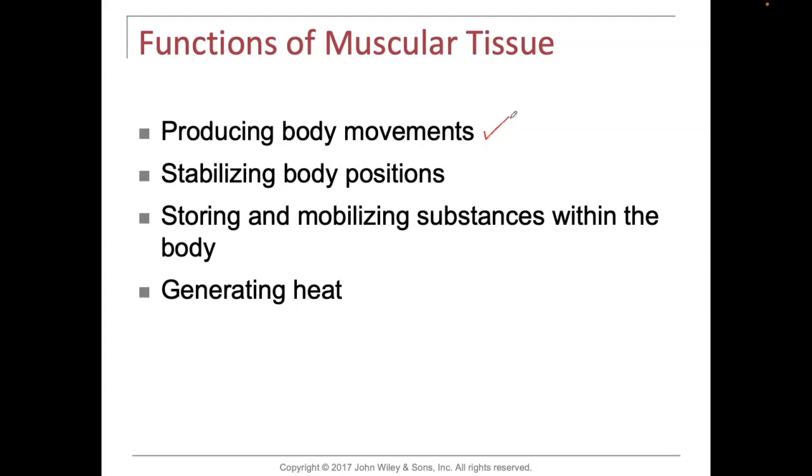Muscles are involved in storing and mobilizing substances within the body. So muscles can store sugar. So this is, let's bring this down here. This is glucose. And glucose is a 6-carbon sugar. Right? 1, 2, 3, 4, 5, 6. So it's a 6-carbon sugar.